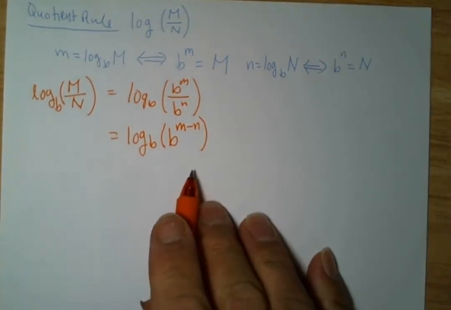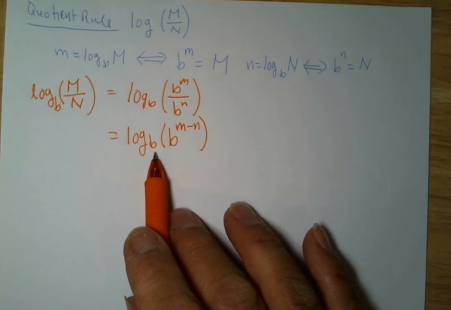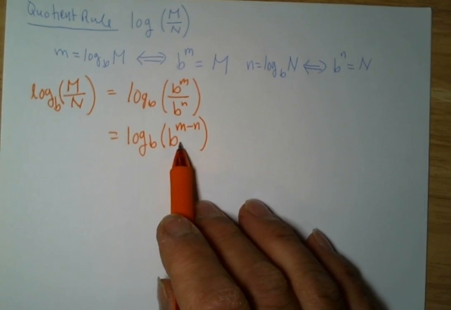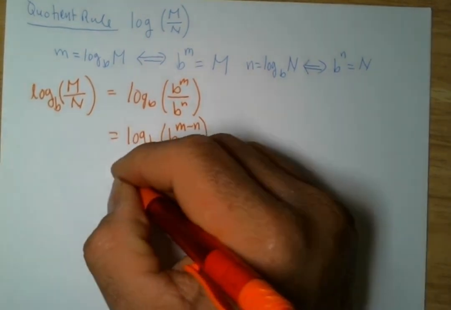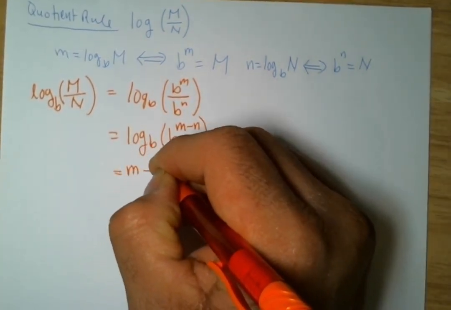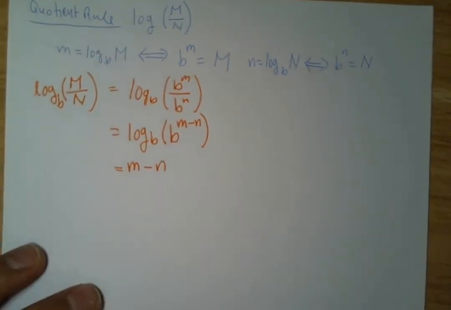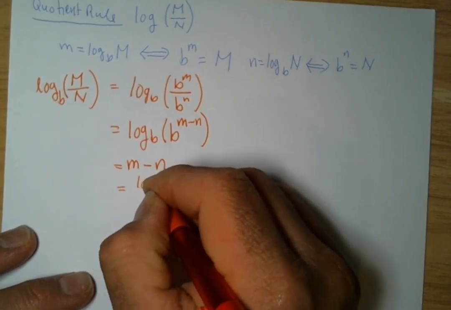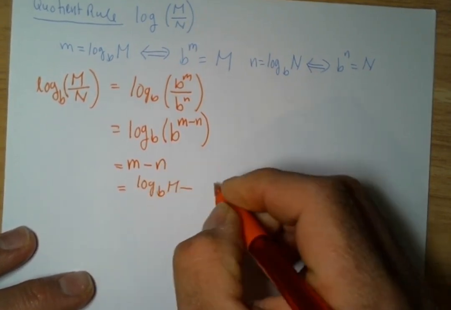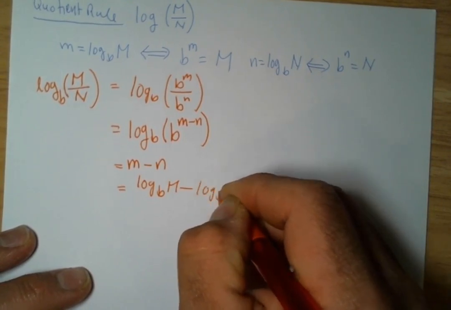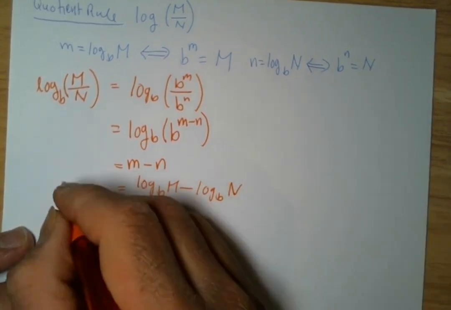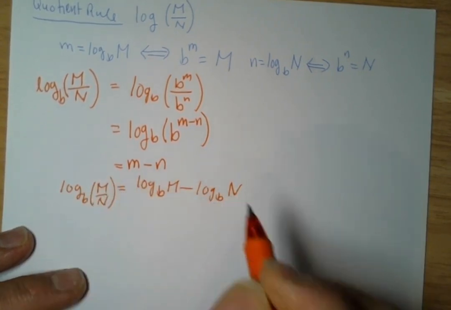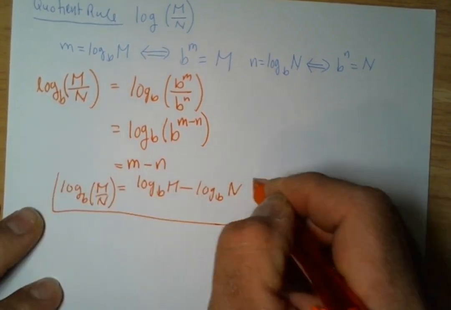And now we're back where we can apply this inverse property, right? We're taking the log base b, and then inside we have an exponent with the base of b as well. Then this is simply the value of m minus n. And now back substituting, right? m is log base b of capital M, and lowercase n is log base b of capital N. So now we have our log rule, a log quotient rule, I should say.